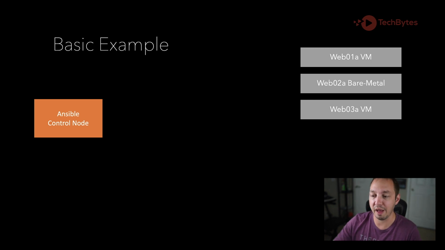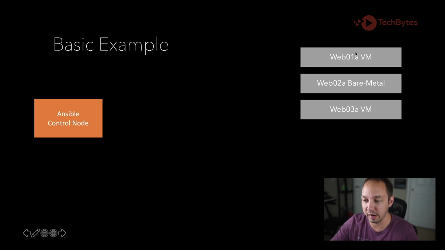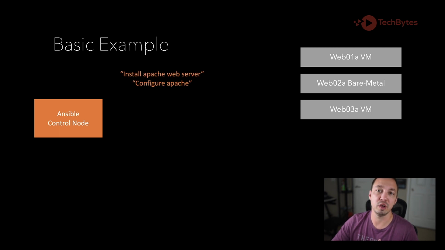Now, in our example, we have a couple of VMs. We have Web01A, which is a VM. We also have Web03A, which is a VM. And we have Web02A, which is a bare metal server, just for the sake of argument. Now, let's say we go into our Ansible control node. And in my case, by the way, I have an Ubuntu VM that I'm using for this. And let's say we go, okay, I want to go ahead and write what's called a playbook, which defines a list of tasks. And these tasks in this case will be things like install the Apache web server and go ahead and configure Apache for me exactly how I want it.